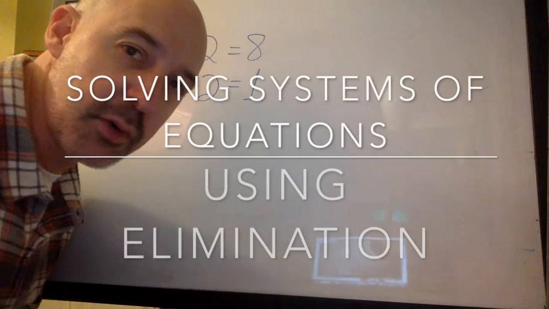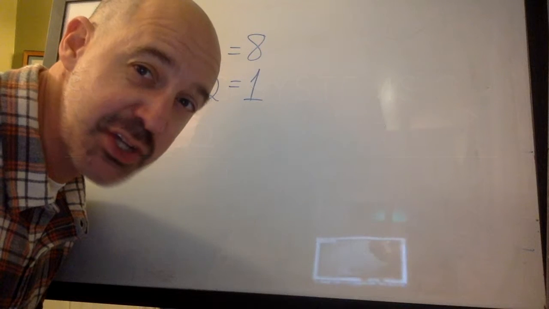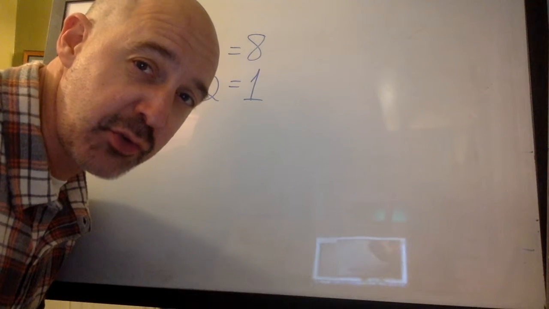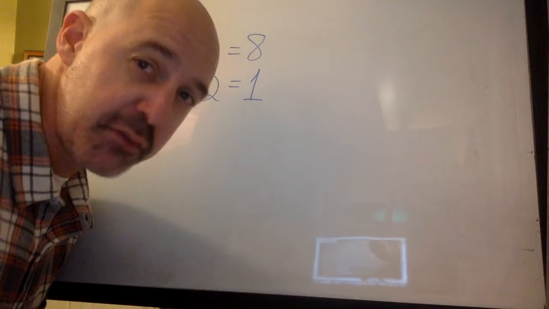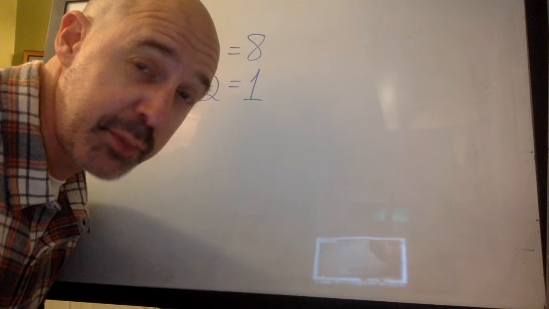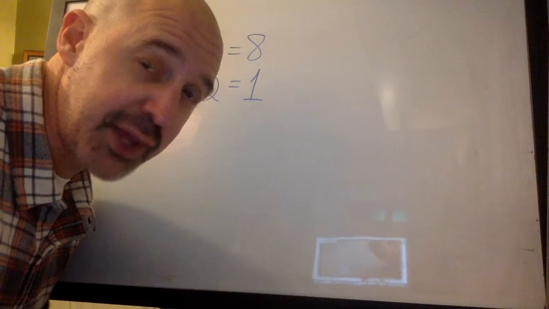Hey, welcome to solving systems of equations using elimination. To use elimination means that we are trying to eliminate one of the variables to solve for the other variable in a coordinate pair, so that when we graph the two lines, we see where they intersect.